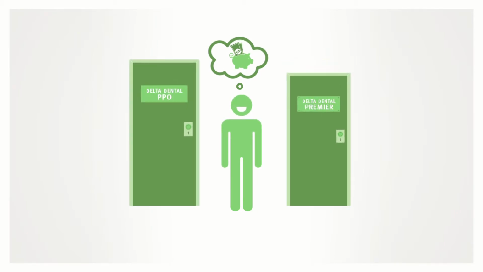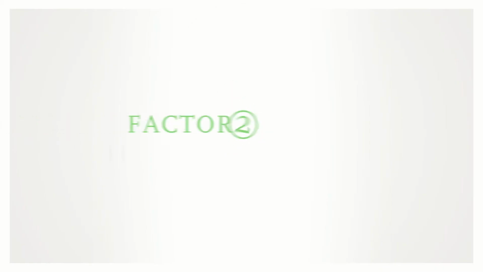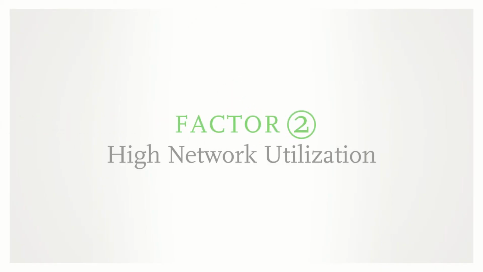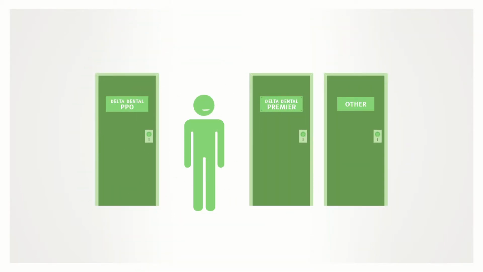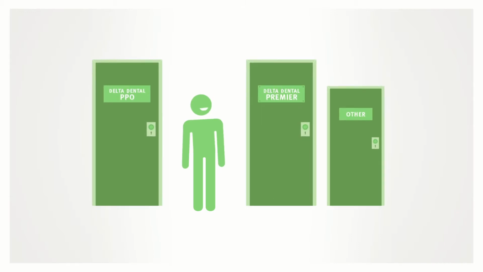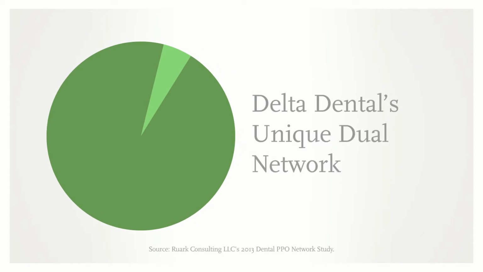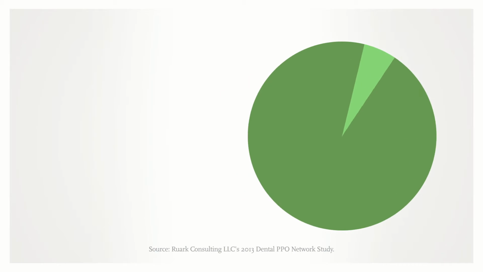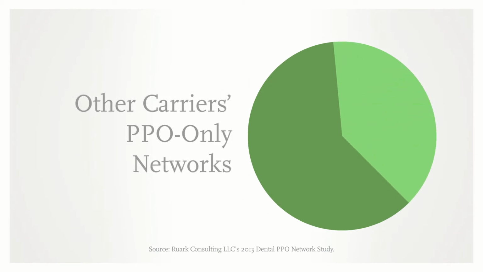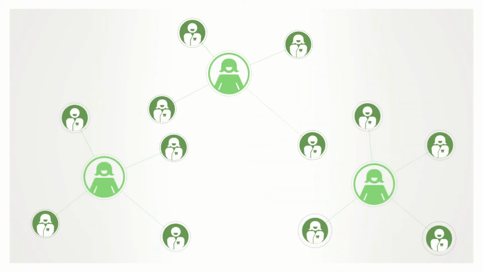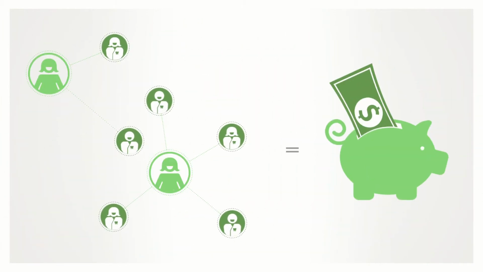The second factor influencing our effective discount is our high network utilization rate across both of our networks. Put simply, network utilization indicates how often members choose to visit in-network dentists. Delta Dental's unique dual network achieves a national utilization rate of more than 95%. Compare that to other carriers who only offer a PPO network. Their average network utilization rate is just 61%. More in-network visits equates to more savings overall.